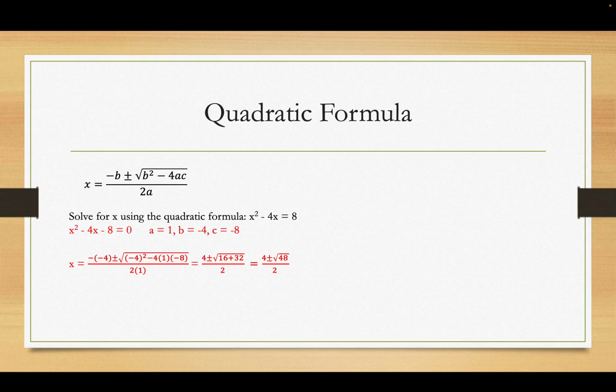And technically speaking, this would be 2 plus or minus 2 radical 3. But we didn't teach you how to simplify radicals, so we won't go that far. All right, we're leaving it 4 plus or minus the square root of 48 over 2, which is good enough for now. Okay, on. Next question.